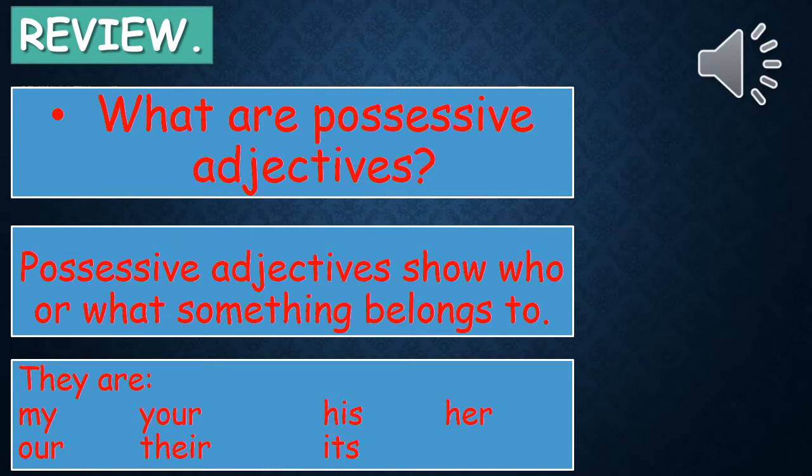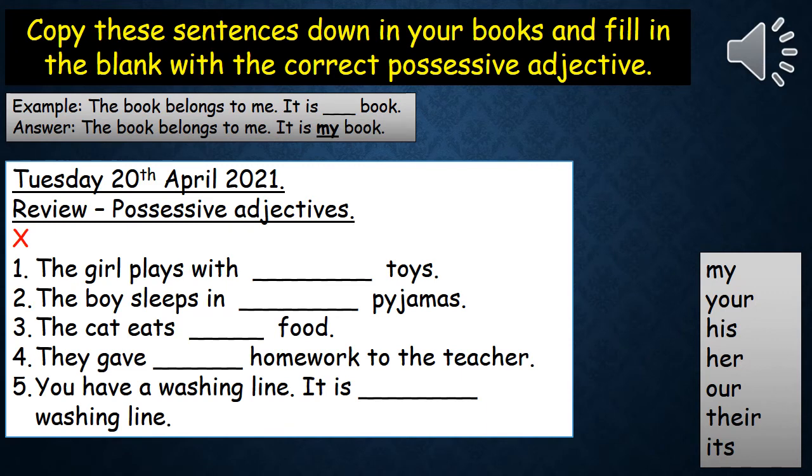All right, boys and girls, in the next slide you need your notebooks. So please pause the video now and prepare your English notebooks. Copy these sentences down into your books and fill in the blank with the correct possessive adjective. First, let's look at our example. The book belongs to me. It is blank book. The correct answer: it is my book.